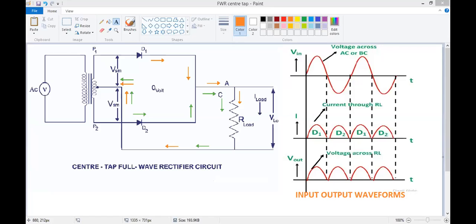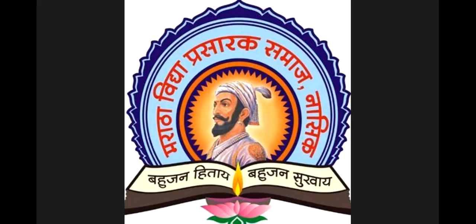Okay. Sorry for the interruption. Now any doubts? So we can say the full wave center tap rectifier topic is covered totally. So this is it for this full wave center tap lecture.